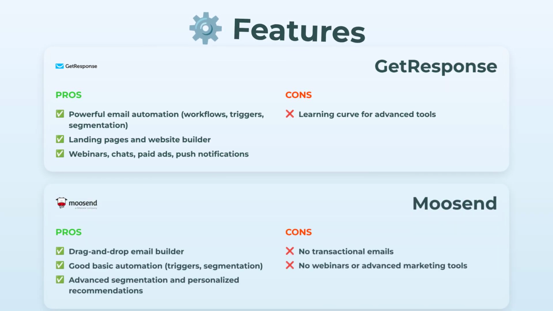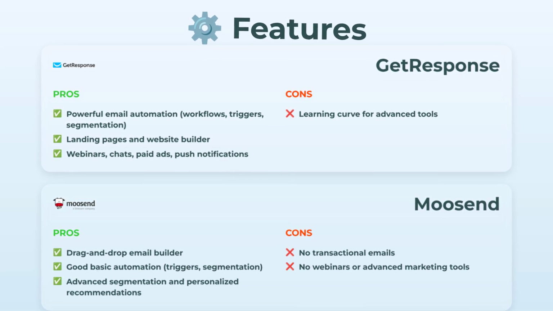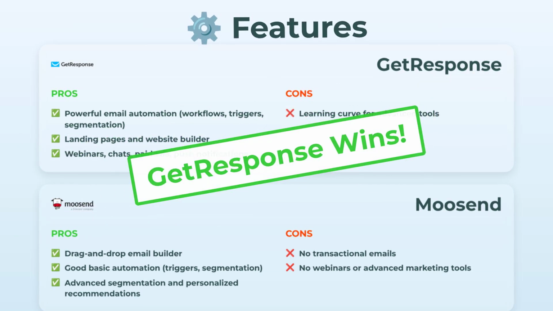Moosend, though, is the minimalist in the room. There's a drag and drop builder and solid automation for emails. Personalized recommendations too, so it's not basic, but no transactional emails and no advanced stuff like webinars. For features, GetResponse totally takes the cake.